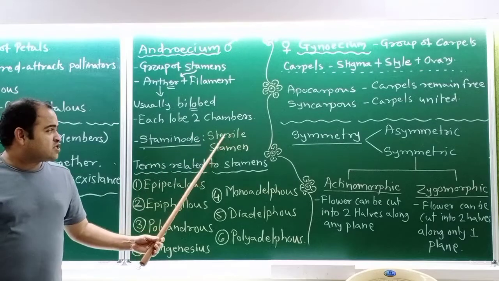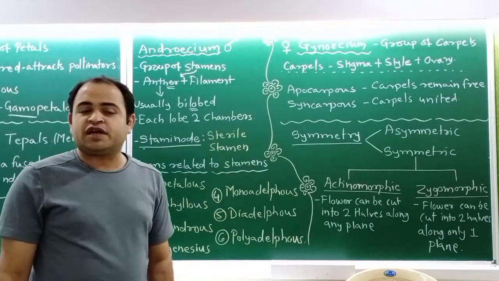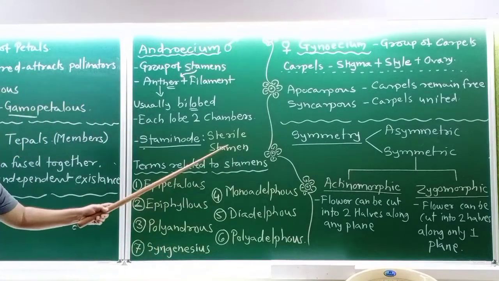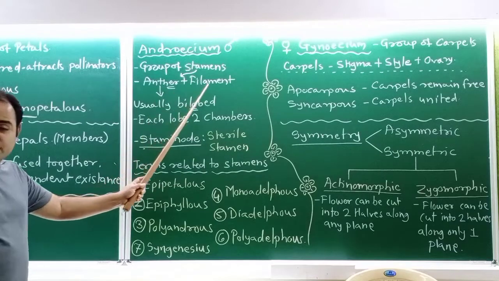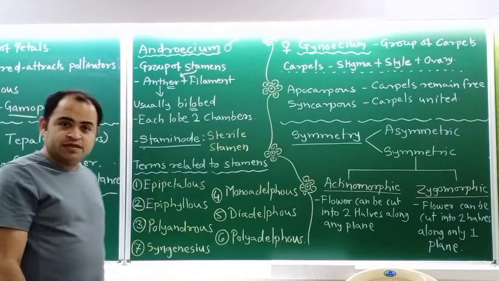Staminode is a sterile stamen, which cannot produce pollen grains. Even though the typical stamen is present, anther lobes are present, and filament is present, still there won't be any production of pollen grains. It becomes sterile.